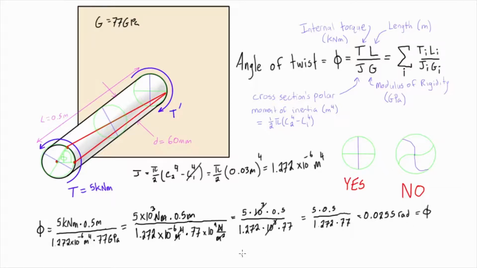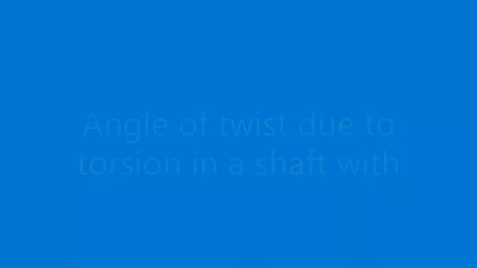Now if we did want to figure out what that is in degrees, if you prefer that, we can do the conversion: 0.0255 radians times 180 degrees over pi radians. And we'll find out that the angle of twist at the end of this rod is equal to 1.46 degrees.